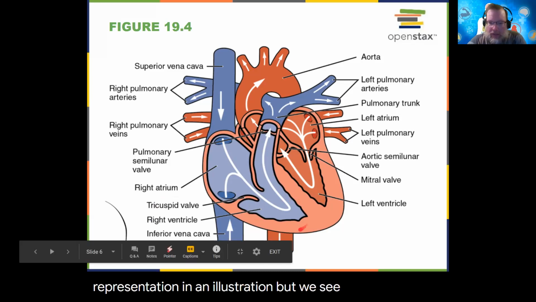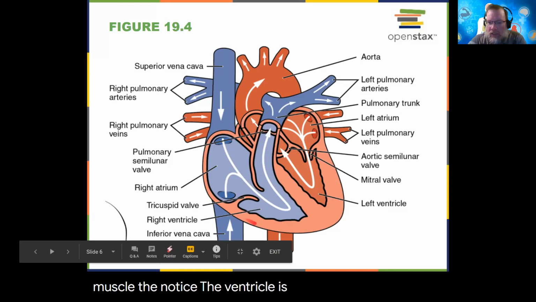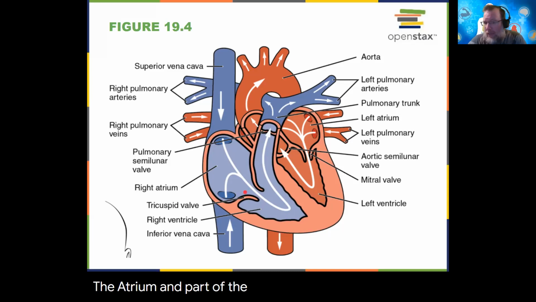But we see that the muscle wall of the ventricles is represented as being much thicker than the walls of the atrium. So the right atrium wall, represented by pink, which is going to be the muscle. Notice the ventricle is going to be thicker than the atrium. And part of the reason, the main reason, maybe the only reason, is because the ventricles are what do the pumping in essence. They're what have to pump the hardest because what's in the chamber has to go the furthest.